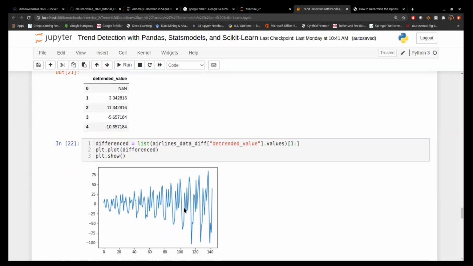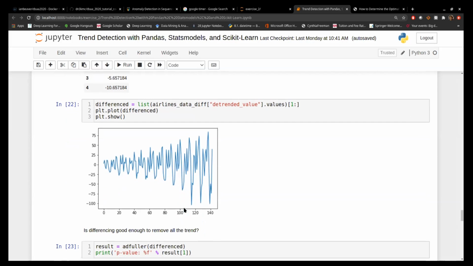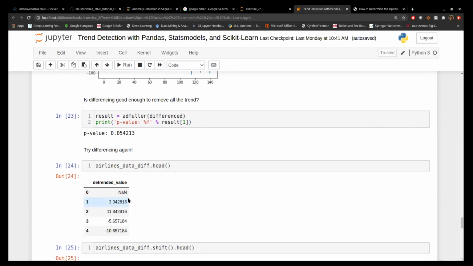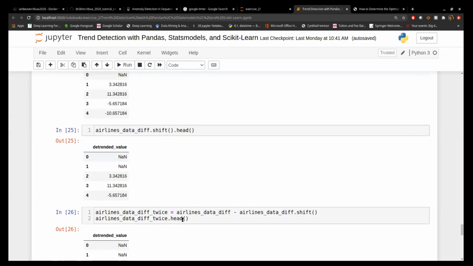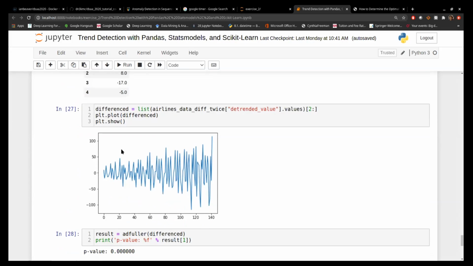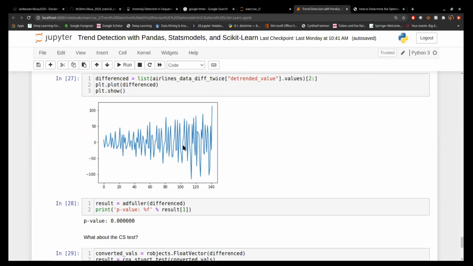However, when I do an ADF test on this, I still have a p-value above 0.05. Don't be concerned here, because sometimes we need to difference multiple times in a time series. So here I'm going to difference one more time by shifting again and then subtracting. And now the p-value for my ADF test is less than 0.05.